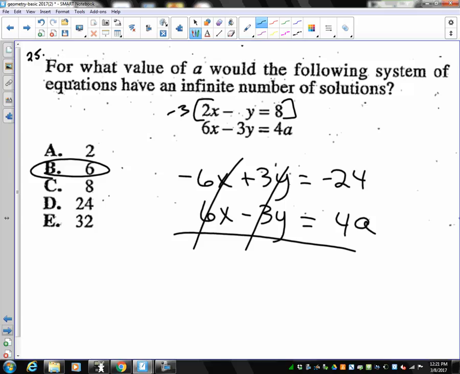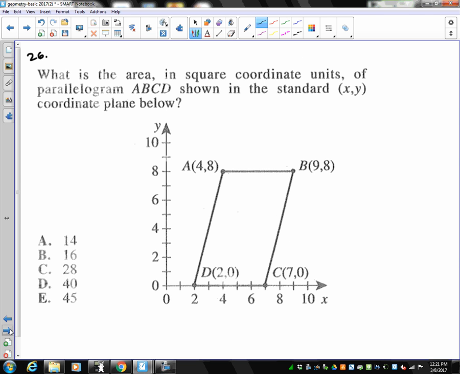And they usually ask these, some of the questions that actually come toward the end of the ACT test that are actually considered hard. All right, now this one looks like a parallelogram. Okay, it is, parallelogram ABCD. So we want to know what's the area in square units.